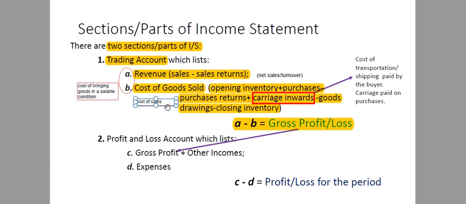And once you have calculated cost of sales, you subtract it from the revenue, and if the answer is a positive number, it's gross profit, and if the answer is a negative number, it's a gross loss. So let's move on to the next slide.